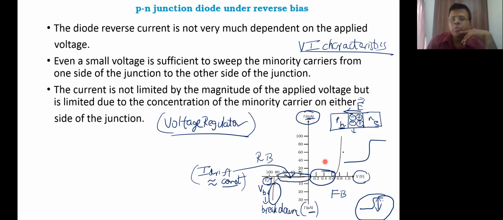Okay. Now we have to talk about this region. So by looking at this region, what do you feel? Does the PN junction follow Ohm's law, or is it a non-linear device?